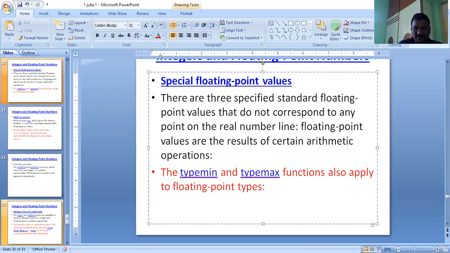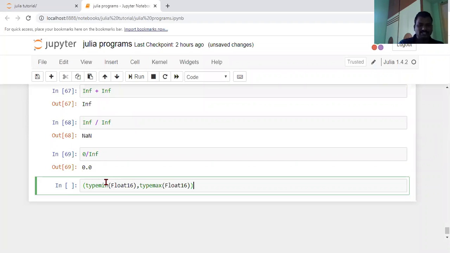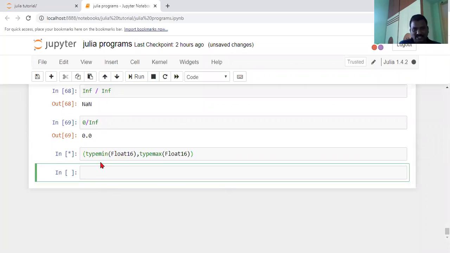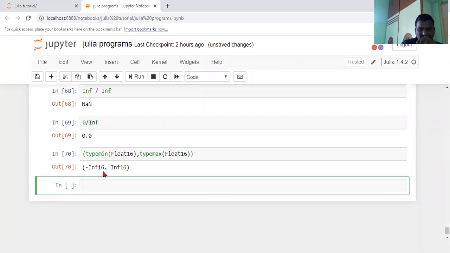Type minimum and type maximum are two different functions. You apply them to float values. Let us take a simple example: type minimum of Float16, type maximum of Float16. It gives certain kinds of numbers. What are the numbers for type minimum of Float16? Minus infinity, Inf16, and then type minimum.